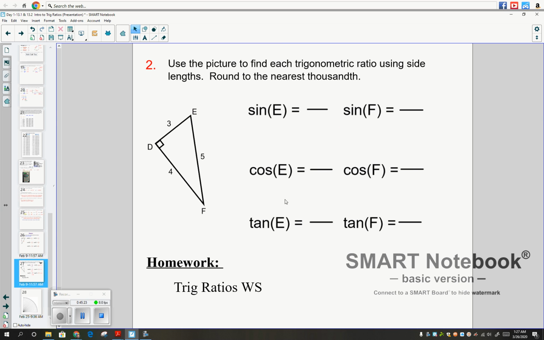Now let's try this with some numbers. I want you to write the ratios using the measurements 3, 4, and 5 here, and then find the decimal equivalents. Go ahead, pause the video, try them on your own.